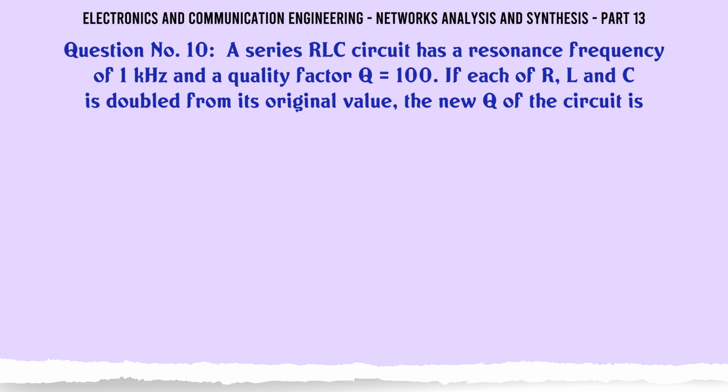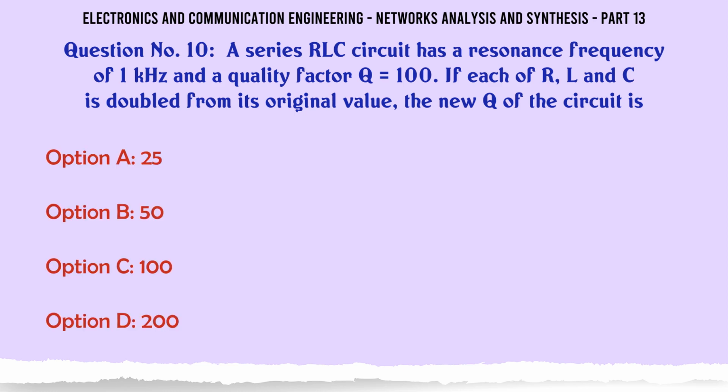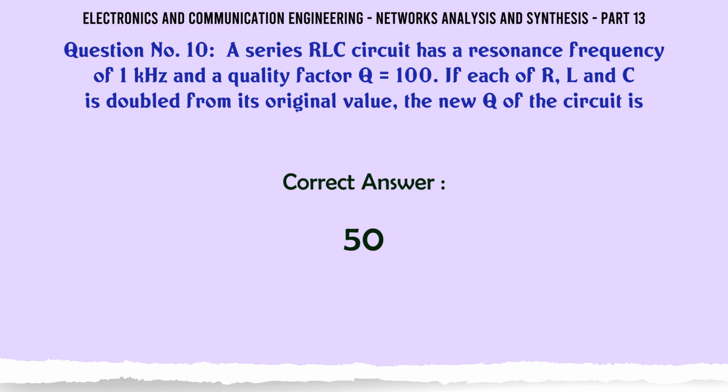A series RLC circuit has a resonance frequency of 1 kHz and a quality factor Q = 100. If each of R, L, and C is doubled from its original value the new Q of the circuit is A 25, B 50, C 100, D 200. The correct answer is 50.